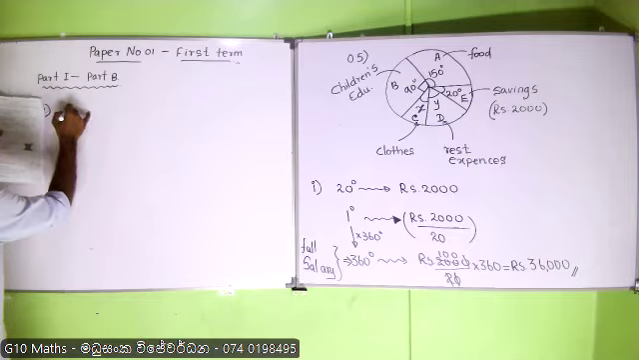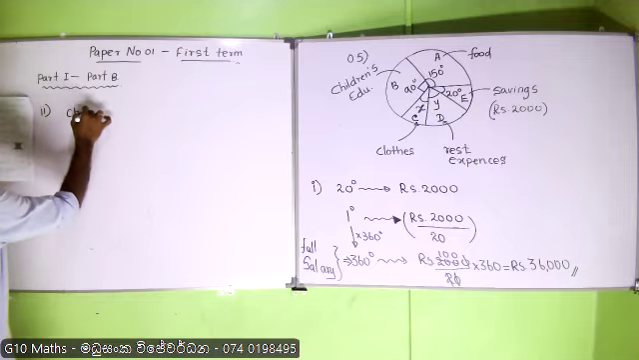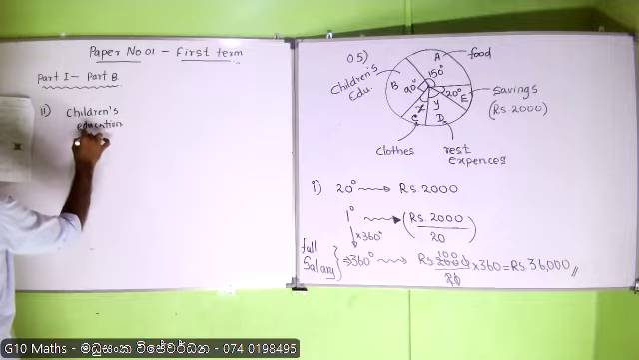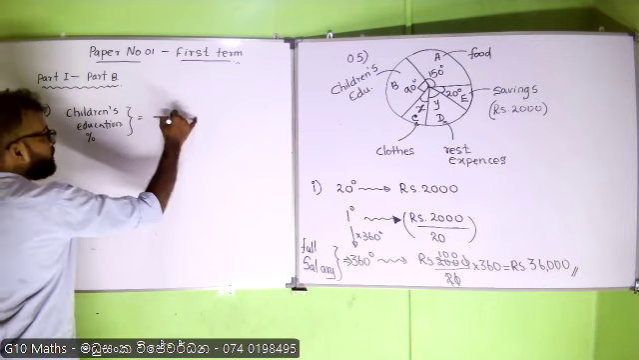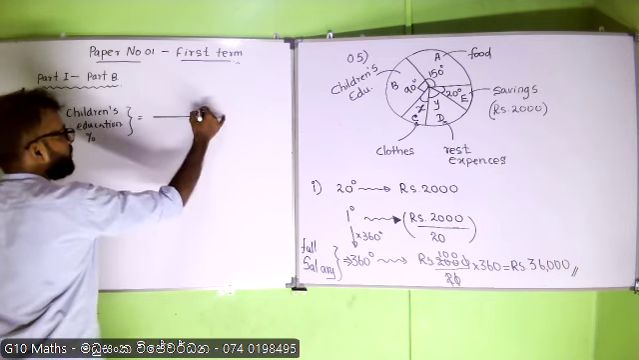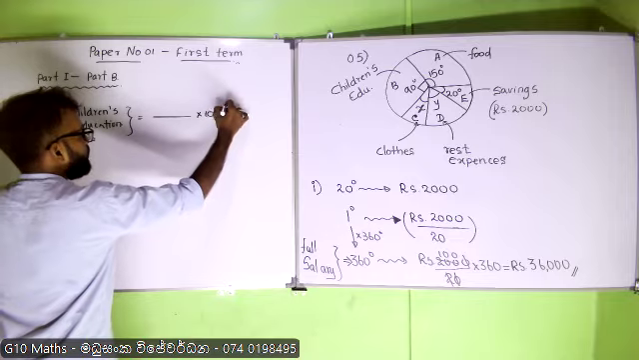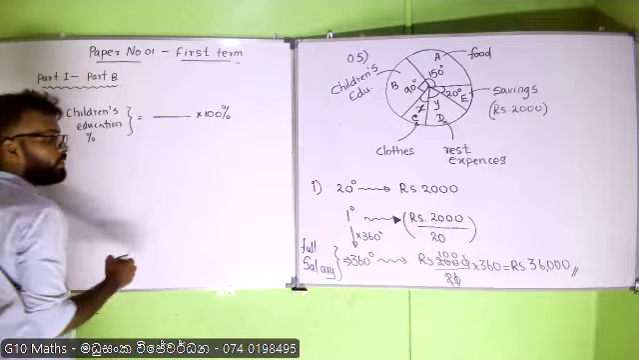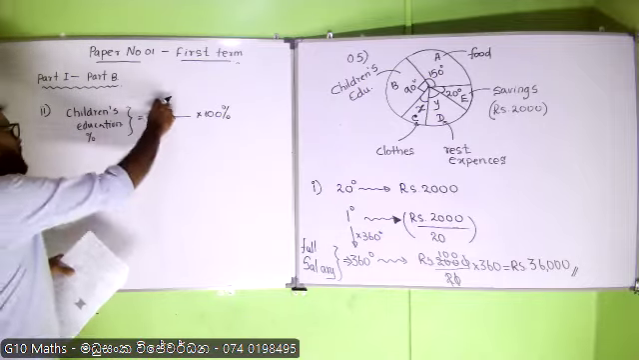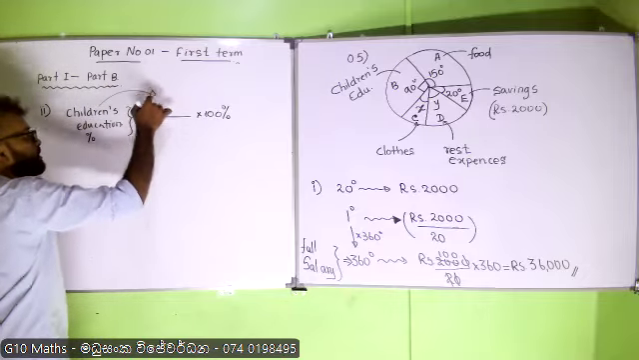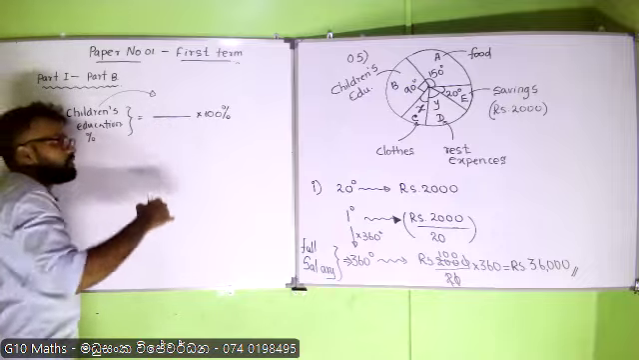Children's education, percentage. You need to get a percentage. So there should be a fraction, and you need to multiply this fraction by 100% to get a percentage. Then what is this fraction? The numerator should be children's education, the denominator should be the full part.